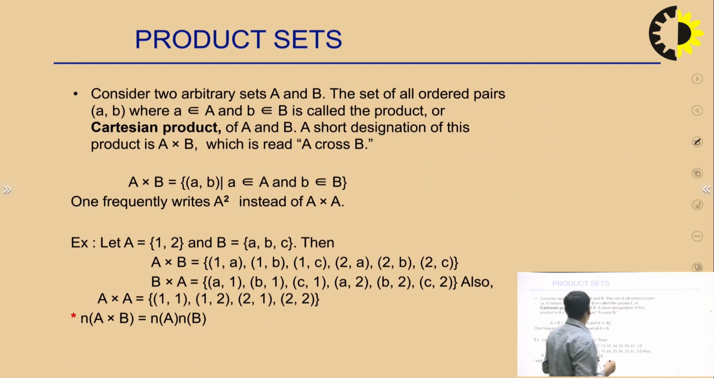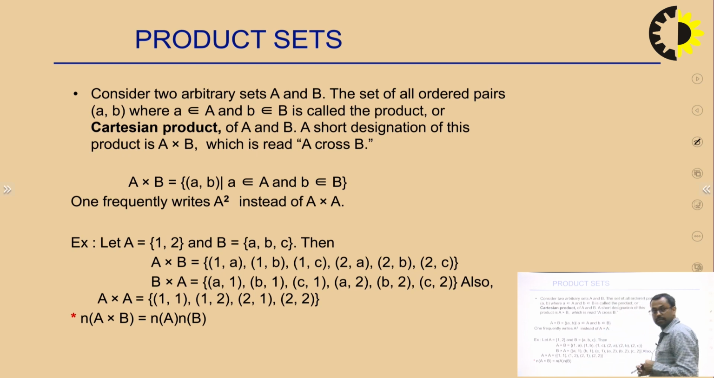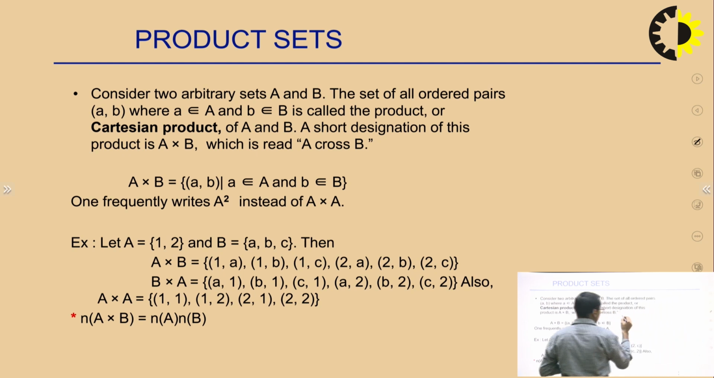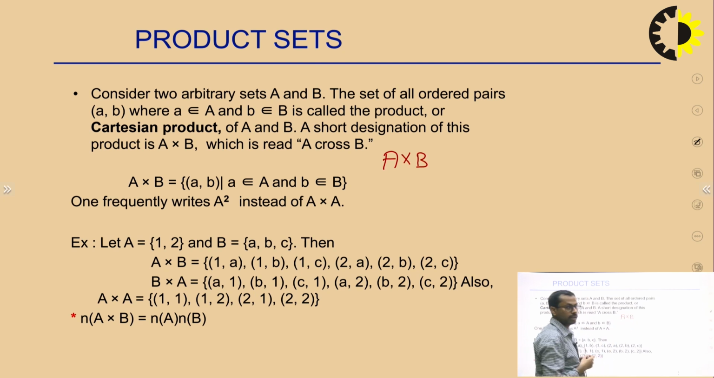Product sets. Consider two arbitrary sets A and B. The set of all ordered pairs (a, b), where a belongs to A and b belongs to B, is called the product, or Cartesian product, and it is denoted by A cross B. Here A and B are two distinct sets, and it is represented as A cross B or A Cartesian product B, that is (a, b) where a belongs to A and b belongs to B.